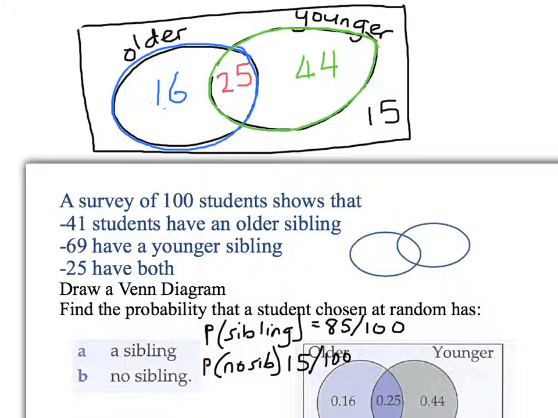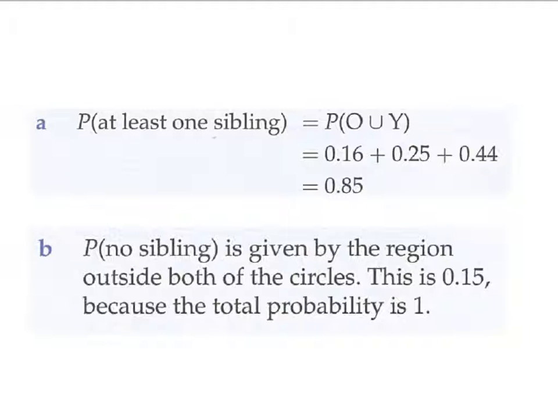Okay, but the main thing there that I would say you need to remember is that the first number that you put in is the middle number, and then you have to subtract that off the larger circle. You don't want to count it twice. Okay, I think the next page shows how we've worked that out. Probability of at least one sibling, and the probability of no sibling is 15.